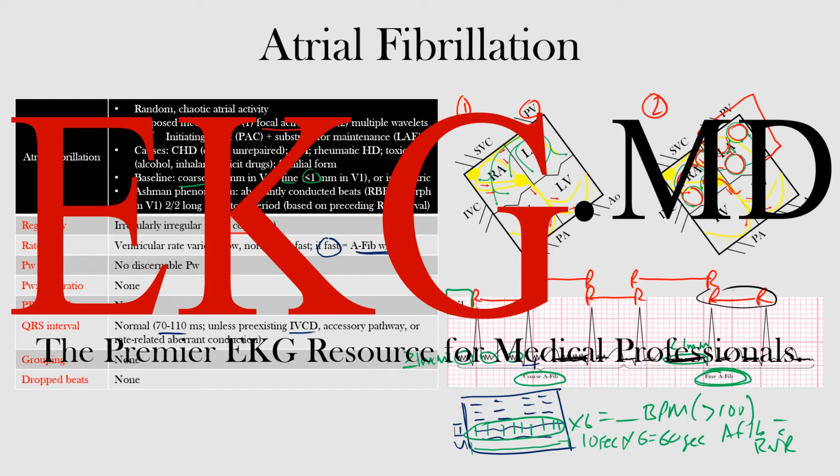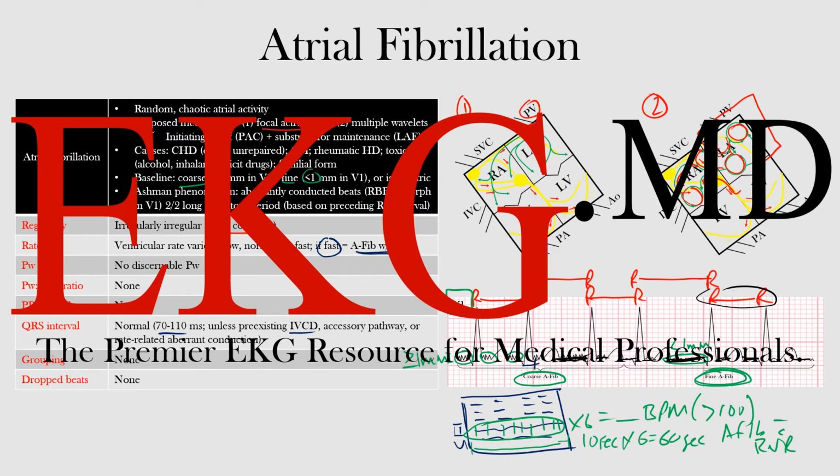Alright, now one other thing I want to discuss with AFib is something called Ashman Phenomenon. This is a little more advanced topic, but I think you can really handle it. So Ashman Phenomenon represents an aberrant ventricular conduction due to a change in the QRS cycle duration or heart rate.